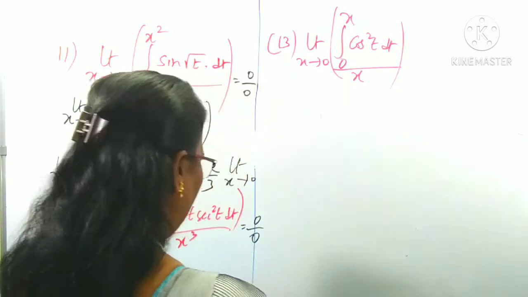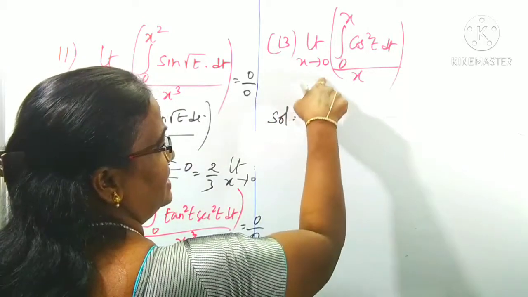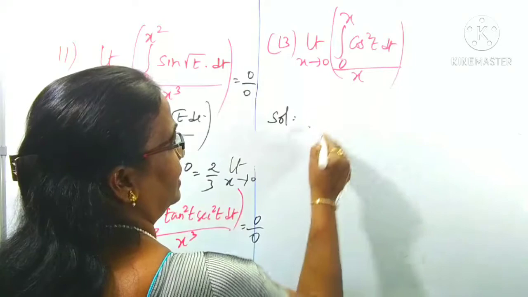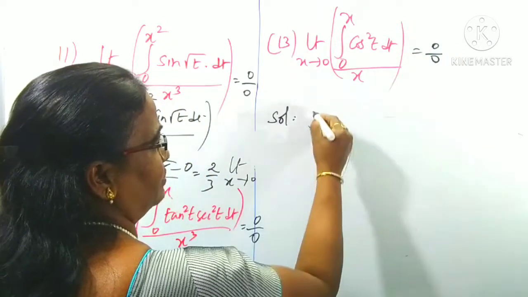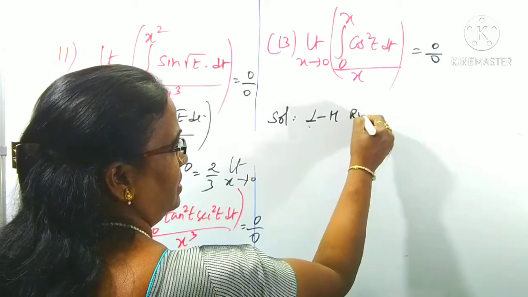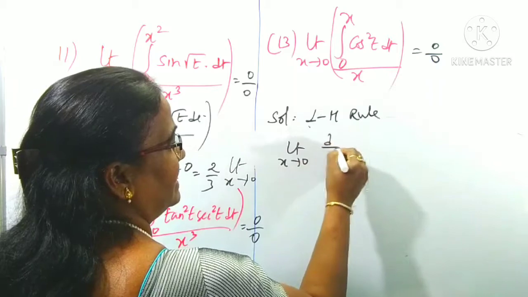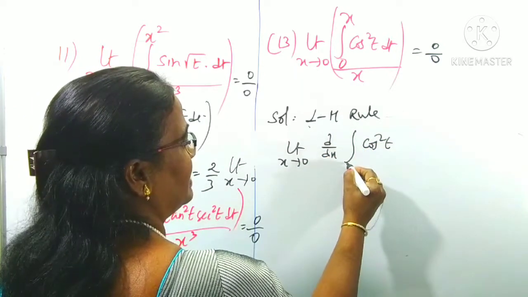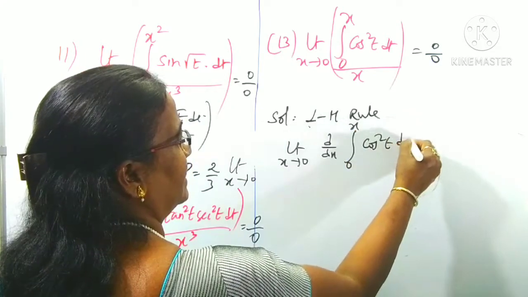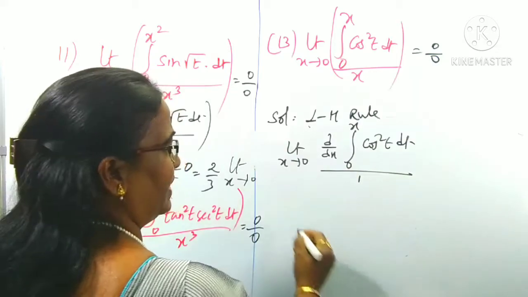Okay, what is that? For this also we can concentrate. X tends to 0, 0 to 0 is 0 only. It is 0 by 0 form. Now again we have to use L'Hospital rule. That means derivative of the numerator, d by dx of integral of cos square t dt between the limits 0 to x, by derivative of the denominator, which is x, and its derivative is 1, you know very well.